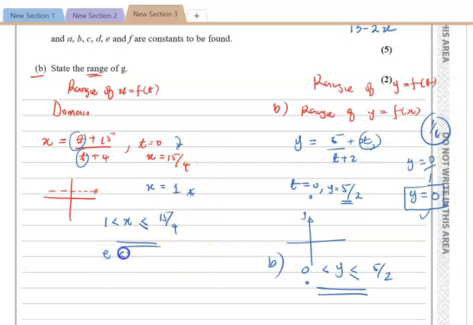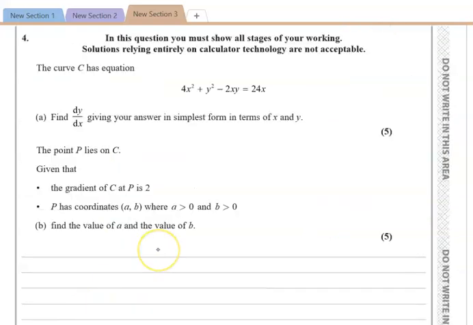The E x between E and what? E and F, like that. Question 4. Question 4.